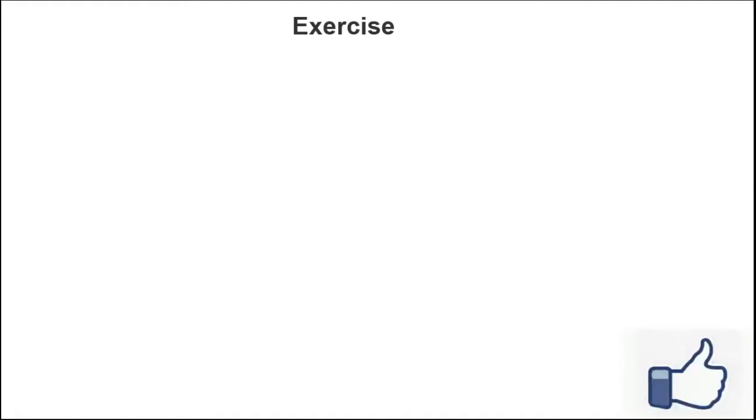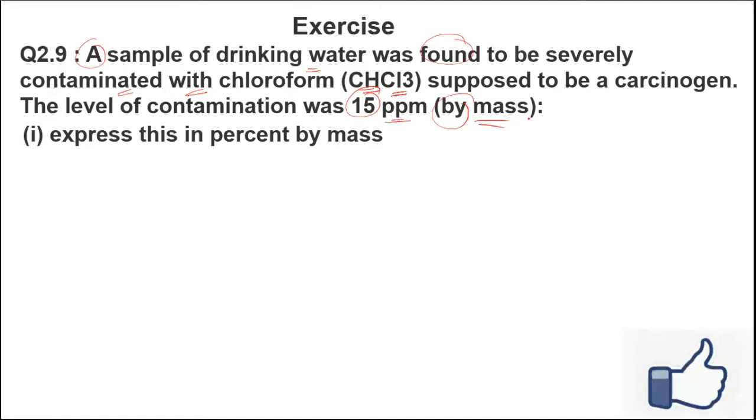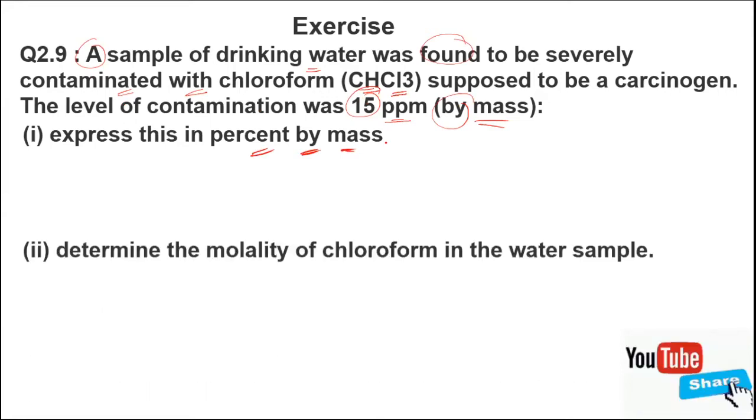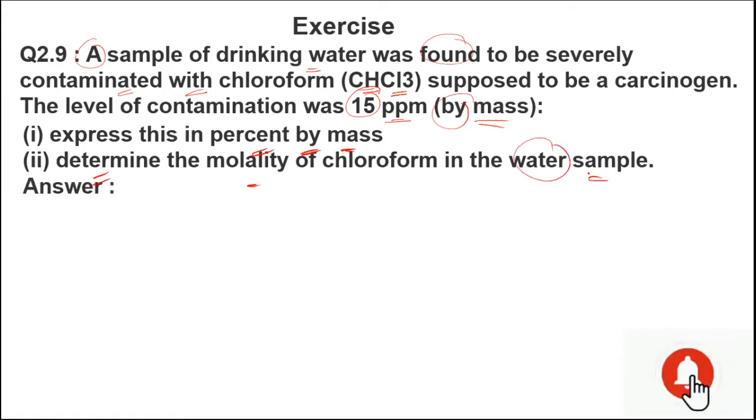In today's video we will discuss the exercise question number 2.9. The question is: a sample of drinking water was found to be severely contaminated with chloroform, CHCl3, supposed to be a carcinogen. The level of contamination was 15 parts per million by mass. The first part is to express this in percent by mass, and the other part is to determine the molality of chloroform in the water sample. Okay, now we will proceed with the question.